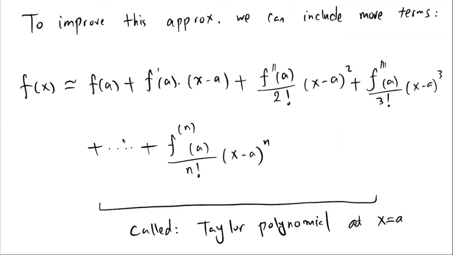When you look at this expression, it's a polynomial in x. And what is the degree of this polynomial? The degree of this polynomial is n. The highest power of x is n. And a is a fixed number here. Degree n polynomial, which is called the Taylor polynomial at x equals a.